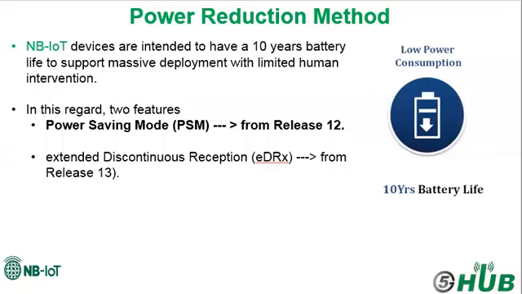Narrowband IoT devices are intended to have a 10 year battery life to support massive deployment with limited human intervention. So two features were introduced: power saving mode and extended discontinuous reception. Power saving mode was introduced in 3GPP Release 12, and the most significant benefit of this feature is that the user equipment has more control over the power management required for its application. This feature we will talk about in this video.